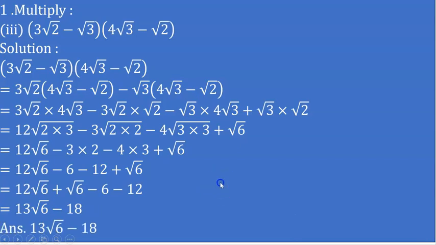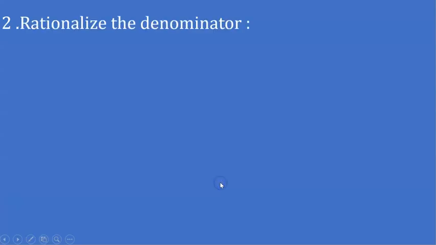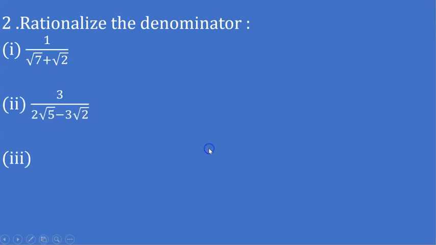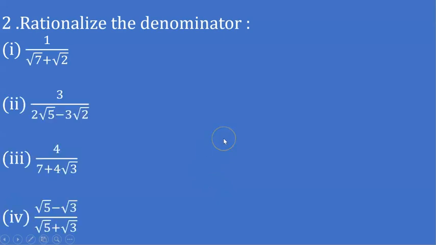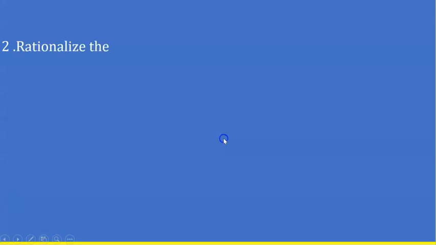Now next example. These are the examples for rationalize the denominator. Okay. Now we'll solve one by one. The first example, rationalize the denominator. First is 1 upon root 7 plus root 2.